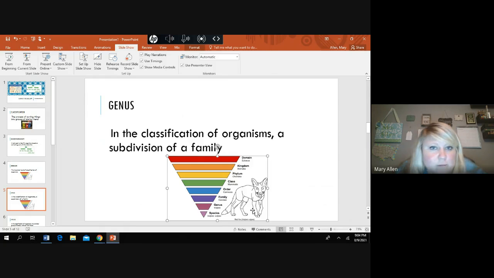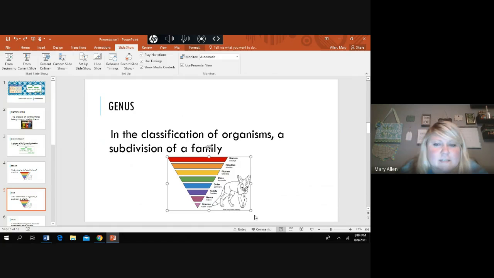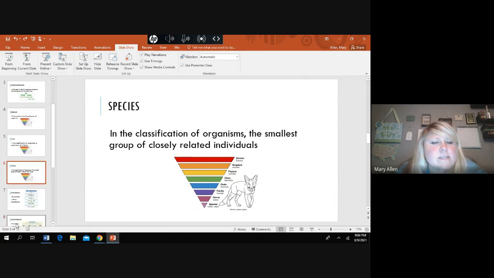Again, we might call it a red fox, but the scientific name with the genus and the species is Vulpes vulpes. That's kind of funny. All right, species. In the classification of organisms, species is the smallest group of closely related individuals.